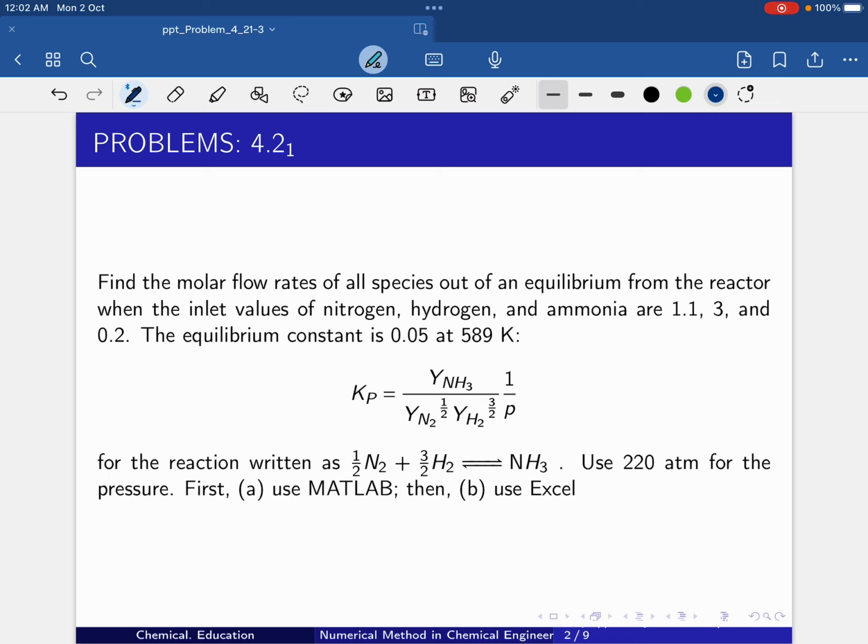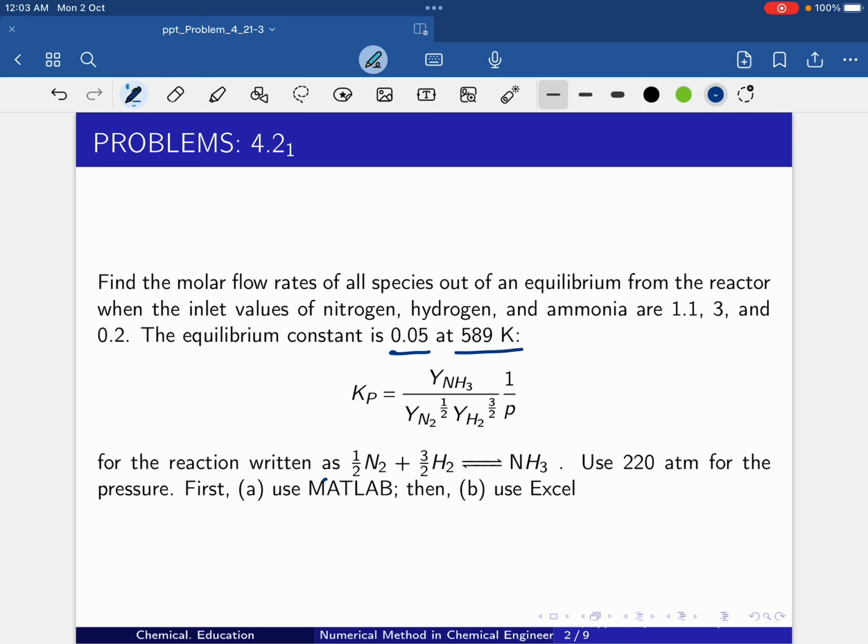The equilibrium constant is given as 0.05 at 589 Kelvin, and this equilibrium constant Kp is equal to the mole fraction of ammonia divided by the mole fraction of nitrogen to the power half, mole fraction of hydrogen to the power 3/2, into 1 by P. For the reaction written as half of nitrogen plus 3/2 hydrogen, which produces, that is a reversible reaction, ammonia. Use 220 atm for the pressure.